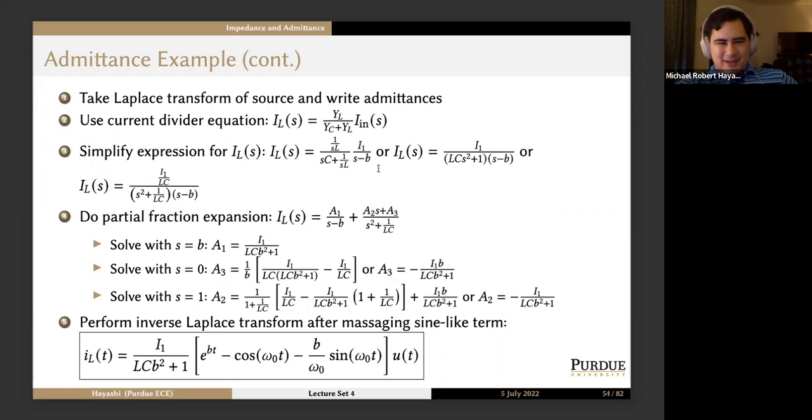Let's see, we'll multiply through by sL. We'll get I1 over quantity LC s squared plus 1 times quantity s minus b. We'll divide through by LC so that we get a unit coefficient in front of the s squared. So we'll get I_L of s is equal to I1 over LC, all over quantity s squared plus 1 over LC, close quantity, times quantity s minus b, close quantity.